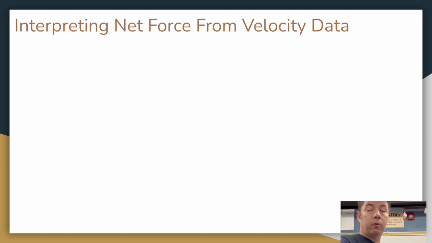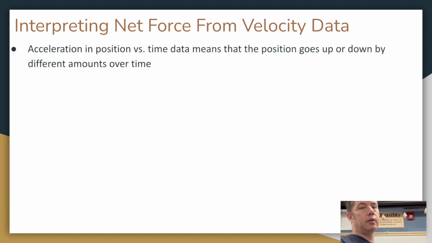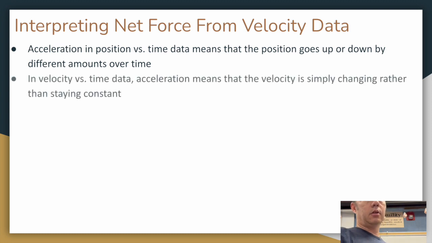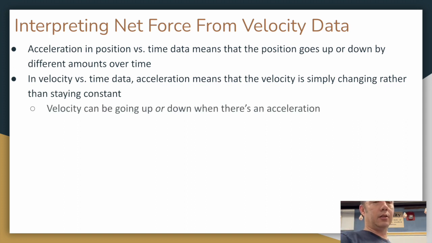Okay, so now we're going to jump into a new type of graph that maybe we haven't really looked at. Let's look at what a velocity graph is first. Acceleration in position versus time means that the position is getting larger in greater amounts over time. In a velocity versus time graph, acceleration means the velocity graph is simply changing.